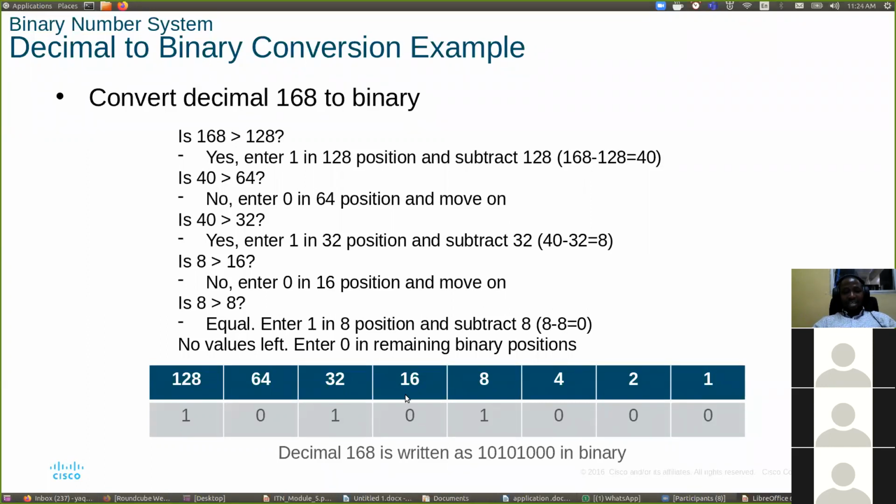You cross-check that 8 with 16. Is 8 greater than or equal to 16? No. You write a 0 and move. Is 8 greater than or equal to 8? Yes, 8 is equal to 8. You write a 1 and move. So now you have no remainder. All of the remaining ones should be 0.